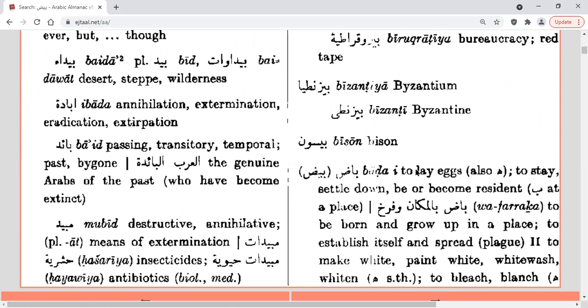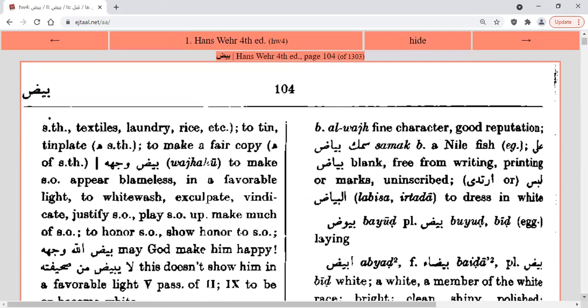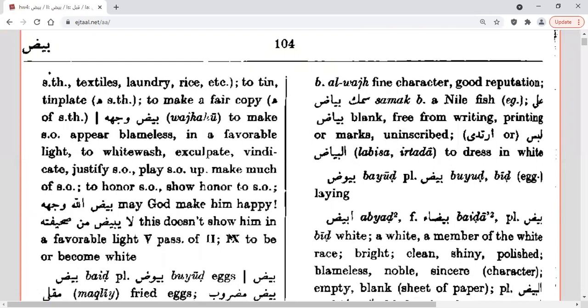But we are not going to take the mujarrad meaning. We are looking for Roman numeral 9. So let's go to the next page. And over here we can see Roman numeral 9. This is the meaning we're looking for. So you can see the meaning: to be or become white.